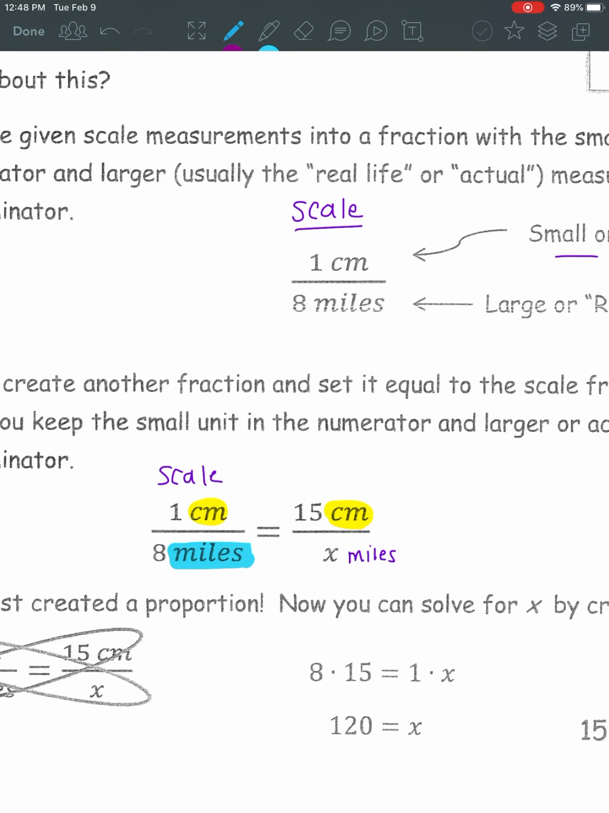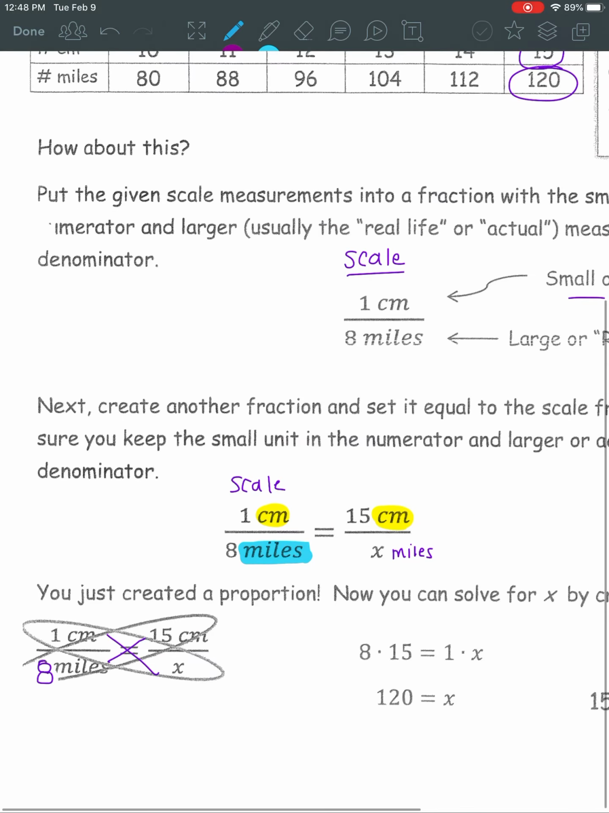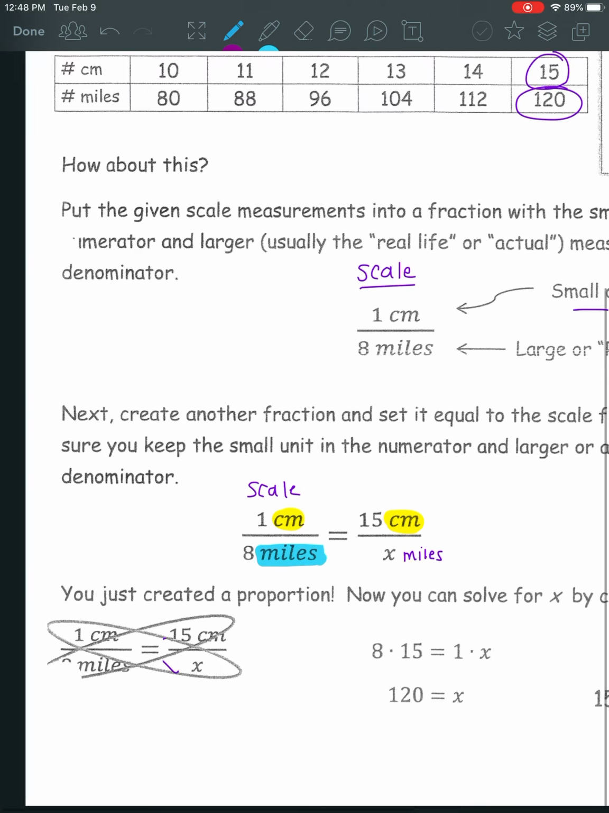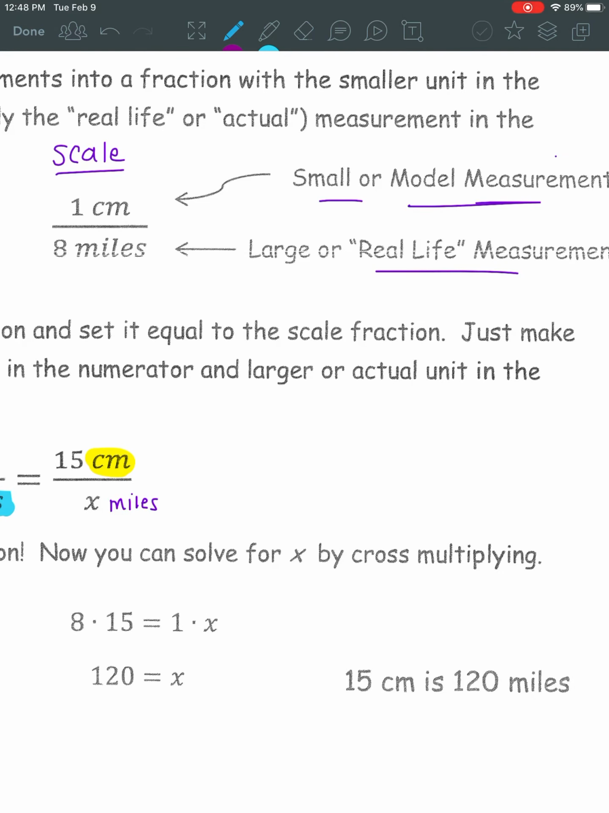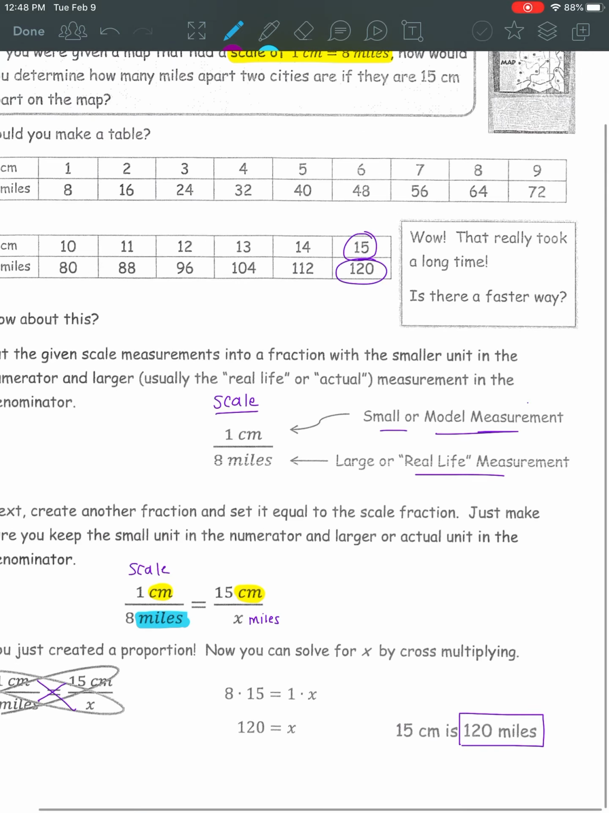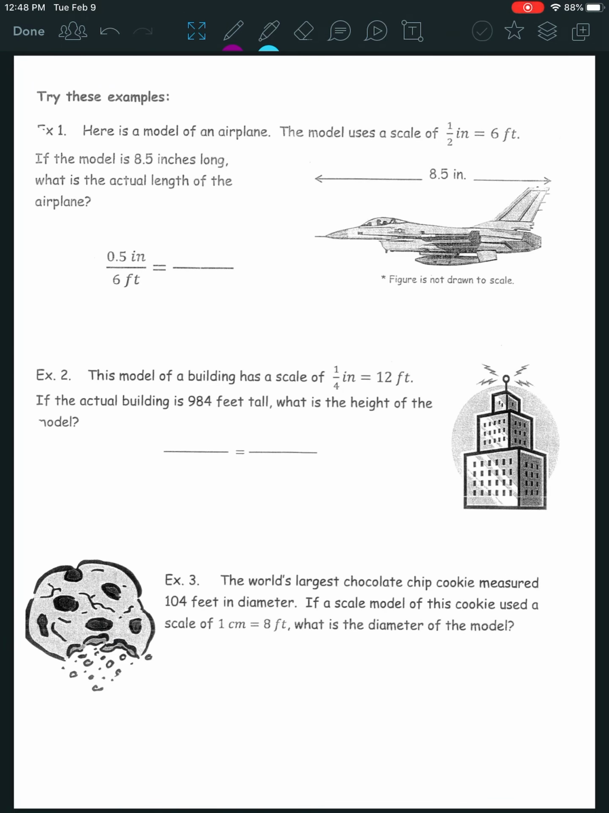Now, once we set up this proportion, we have talked about in class, and here it's showing you the cross products. And this was erased, so there that should be an 8 on the bottom. So one diagonal is 8 times 15, the other diagonal is 1 times x, so 8 times 15 is 120. So x, we know that these two cities are 120 miles apart, okay? That whole example is done for you. Let's go to the backside and look at a couple more examples.